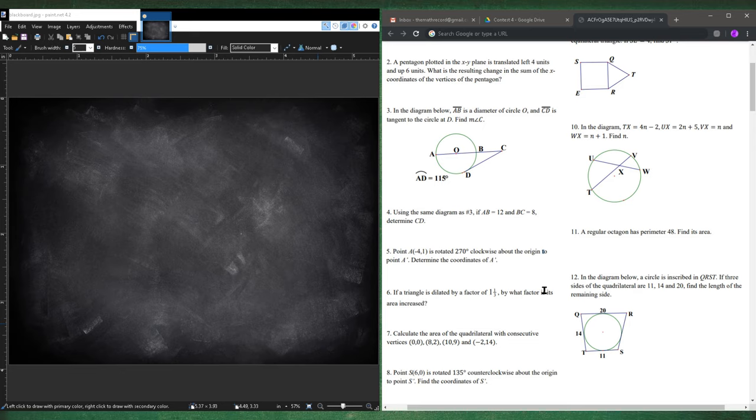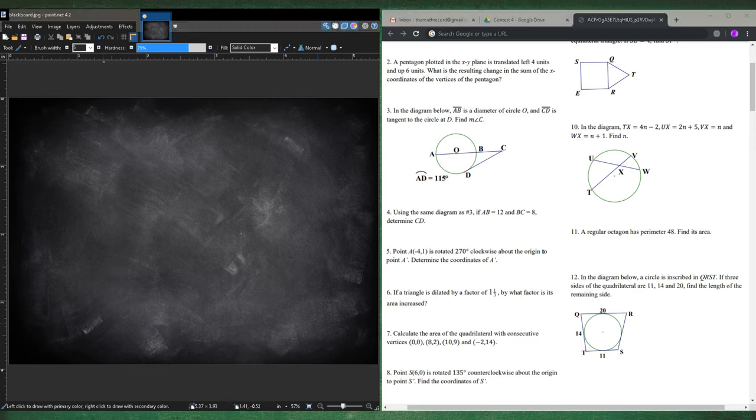Number 11. A regular octagon has perimeter 48. Find its area. So its perimeter is 48. If it's a regular octagon, that means all its side lengths are equal. There are 8 side lengths, so just divide by 8. Divide by 4, that's 12, divide by 2, 6. So each side length is 6.